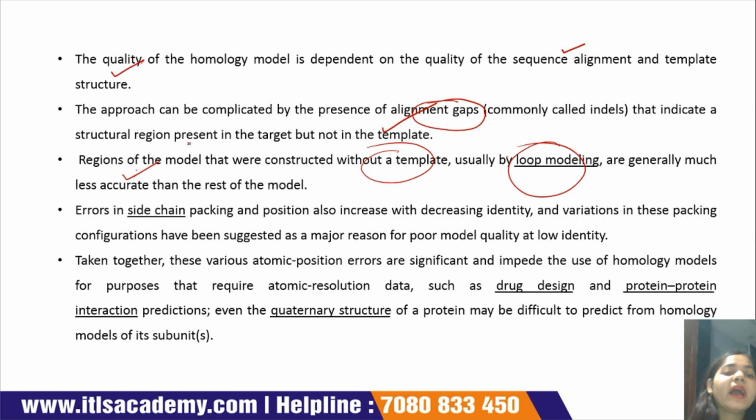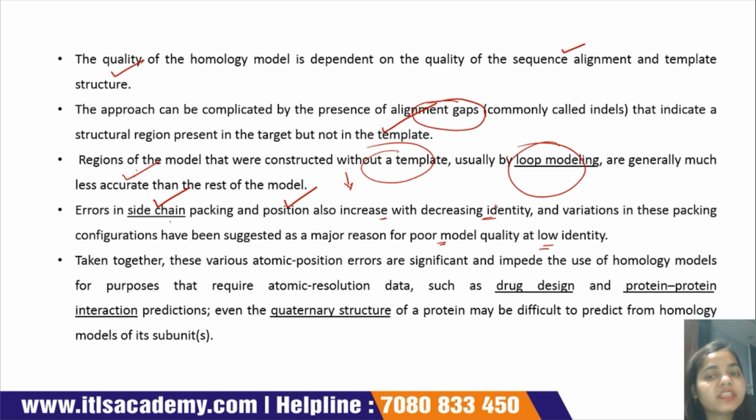Now, errors in side chain packing and position also increase as identity decreases, and variation in these packing configurations has been suggested as a major reason for poor modeling quality at low identity. Errors in side chain packing and position increase when the identity between the template sequence and the query sequence decreases.